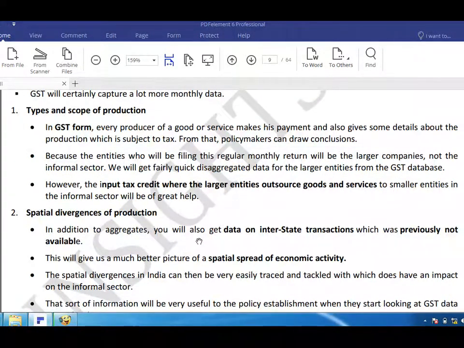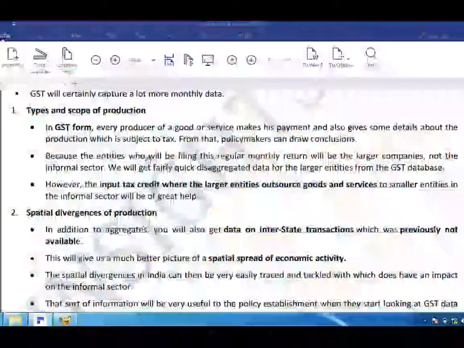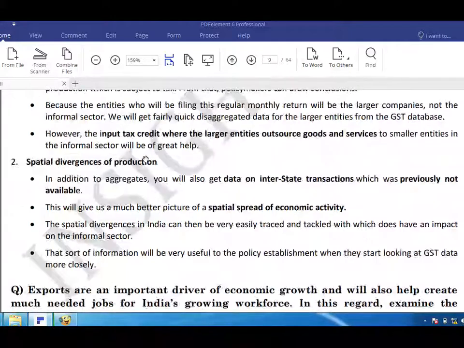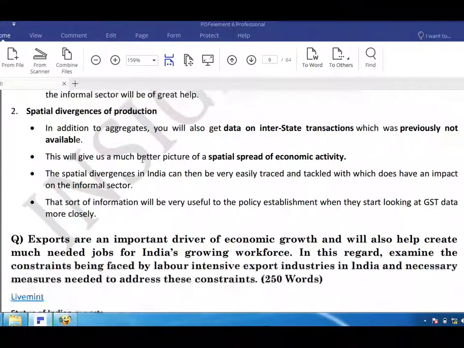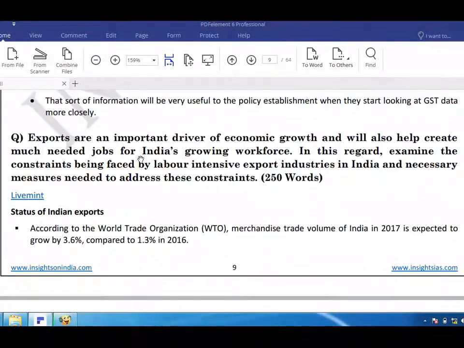2. Spatial divergences of production. In addition to aggregates, you will also get data on interstate transactions, which was previously not available. This will give us a much better picture of the spatial spread of economic activity. The spatial divergences in India can then be very easily traced and tackled, with which to have an impact on the informal sector. That sort of information will be very useful to the policy establishment. Then they start looking at GST data more closely.